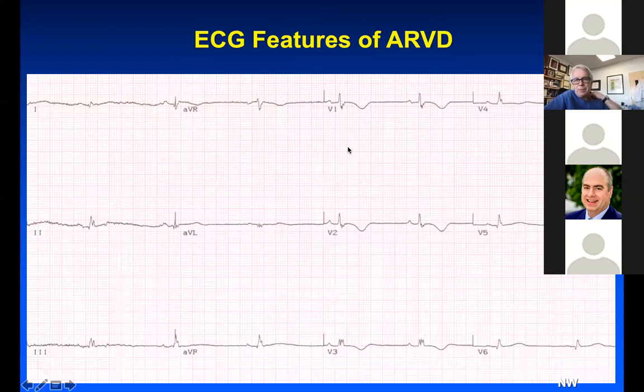Some people would say this is an epsilon wave, but an epsilon wave has to be distinct from the QRS complex in V1 to V3. And if you draw a perpendicular from here up, this is within the QRS complex. It's delayed activation. But anyhow, that's another EKG.